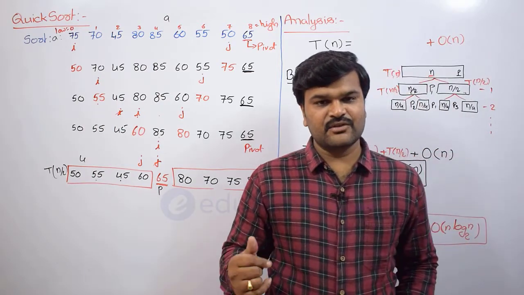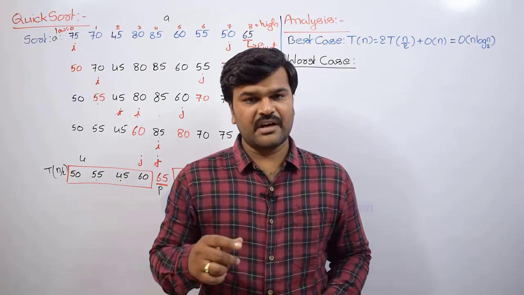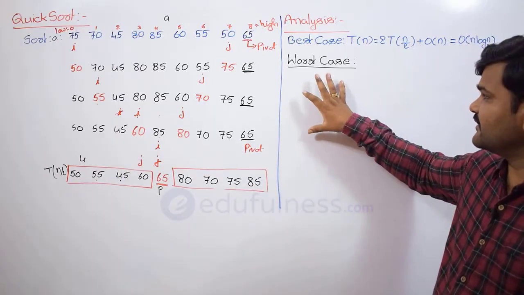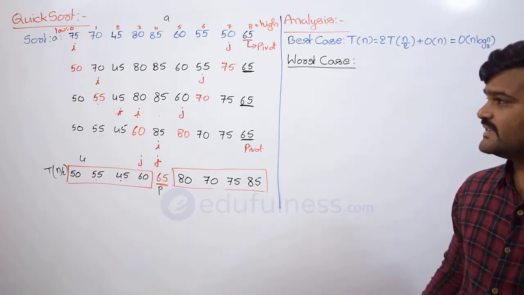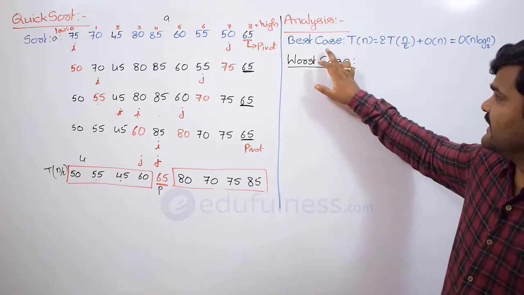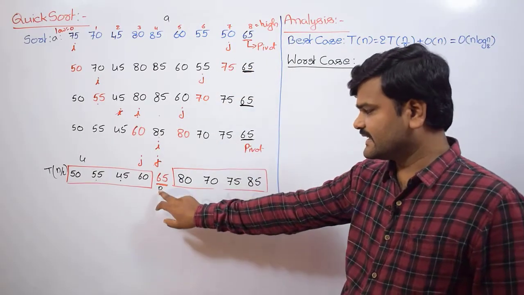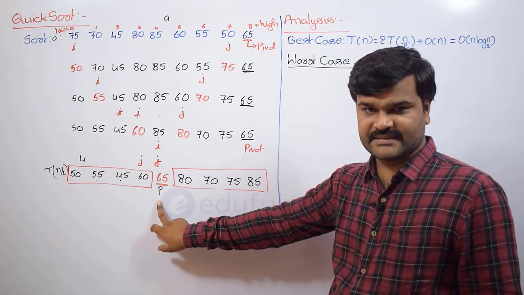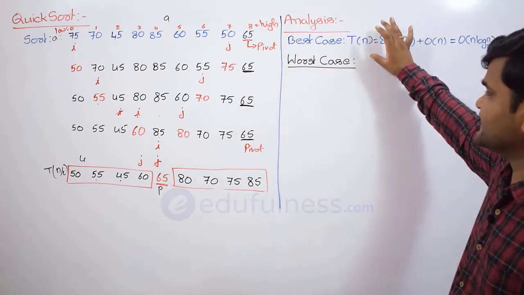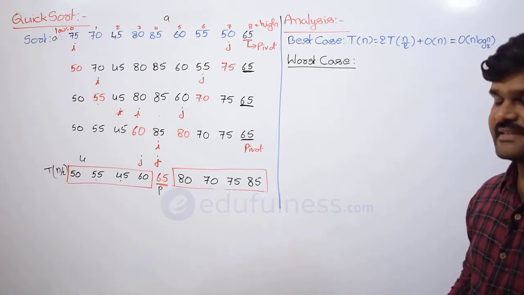Now let us try to understand the worst case scenario of quicksort. After understanding the best case time complexity, let us understand the worst case time complexity of quicksort. This is also very simple. In the best case, what we said is that every time the pivot element is placed exactly at the middlemost position, approximately at the middle. That comes under the best case. But in the worst case, what is happening? Let us try to understand.